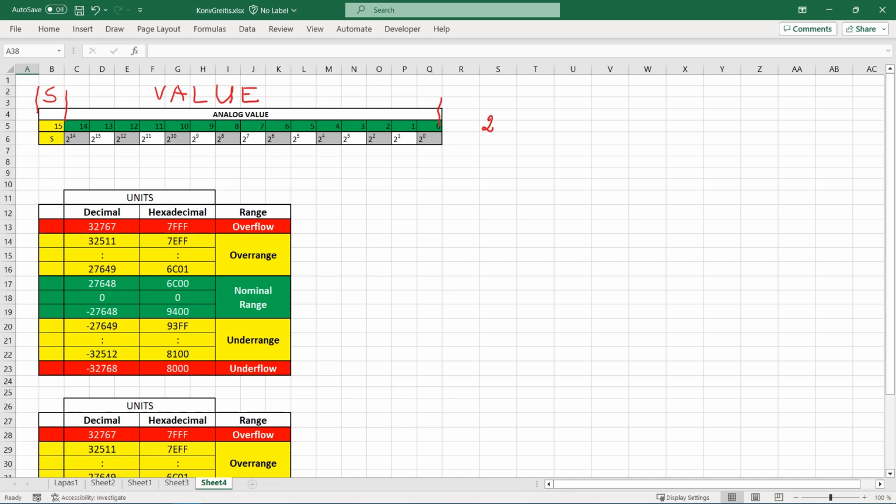So, theoretically 16 bits pattern can hold 2 power 15, equals to 32,768 increments. And one increment is equal to 100% divided by 32,768, equals to 0.003%. The full range is divided into 5 zones.